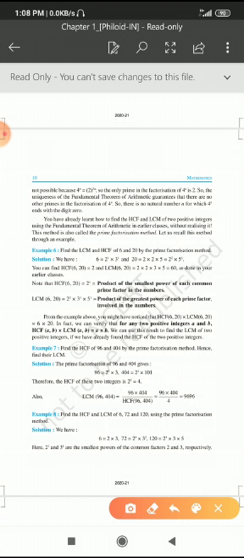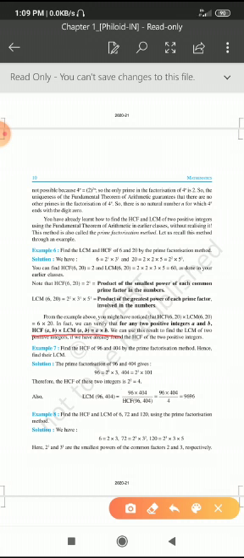So in this way you can find the HCF and LCM of two given numbers, and also the relation between HCF, LCM and any two numbers. HCF of A, B into LCM of A, B is equal to A into B, which means the product of two numbers is equal to the product of the LCM and HCF of those two numbers. So based on this concept, we have some examples.